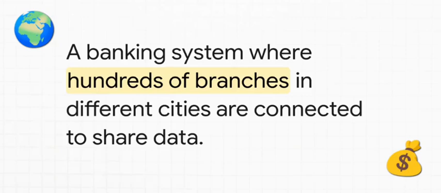Here's a perfect real-world example for you. A huge bank has hundreds of branches, right? Each one has its own LAN, and they're in all these different cities. So how do they all connect to the main headquarters and share data in real time? They rely on a WAN. It's the massive backbone that links all their separate, local networks into one single global system.